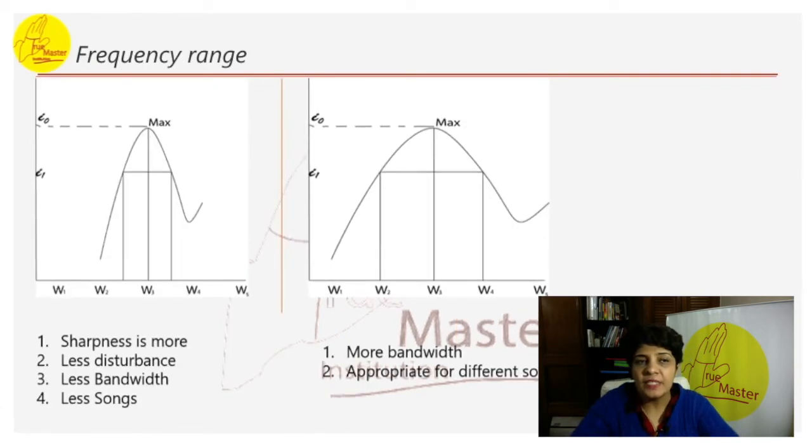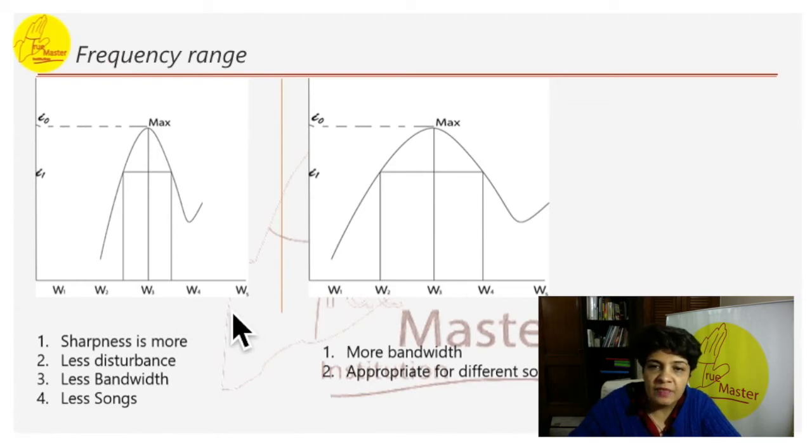In a resonance circuit, which graph is better? Where sharpness is more or bandwidth is more? See, in this, the bandwidth is more. Here, the sharpness is more. If we see omega 2 minus omega 1 is less, this bandwidth is less. That is in this case. In case A, we notice sharpness is more.